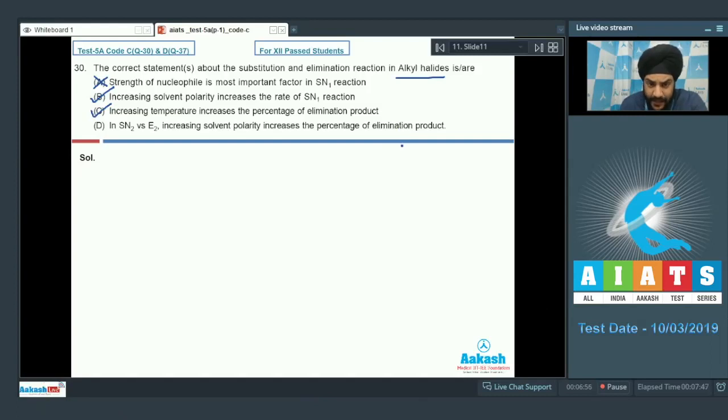If you look at the D statement now, in SN2 versus E2, increasing the solvent polarity increases the percentage of elimination product. This is incorrect, students. When the solvent polarity is increased, it means the nucleophile will be more solvated, and more solvated nucleophiles will be more stable and they will not very easily lead to elimination products. So if we talk about the correct statements, we have to mark option B and option C as the correct answer to question number 30. Let's look at the next question.